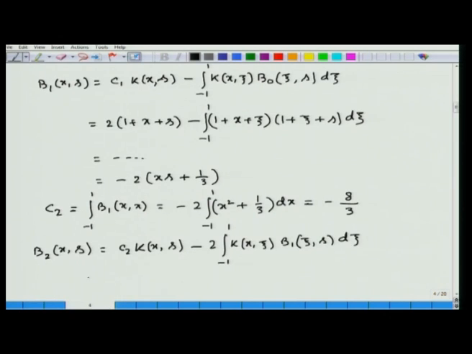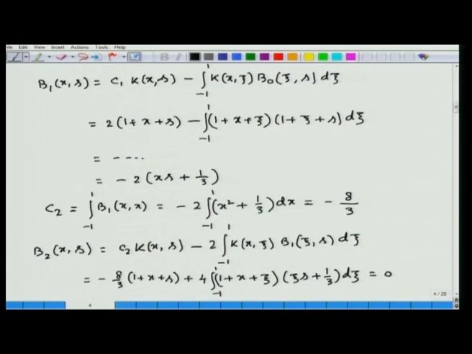So, therefore, substituting these expressions we can find this will be -8/3 multiplied with (1 + x + s), and when we substitute for B1(ξ, s), this minus 2 will be clubbed with this minus 2. So, we will be having plus 4 times the integral from -1 to +1 of (1 + x + ξ) and from here (ξs + 1/3) dξ, and if you evaluate this integral, then you can find this integral is exactly equal to 0.